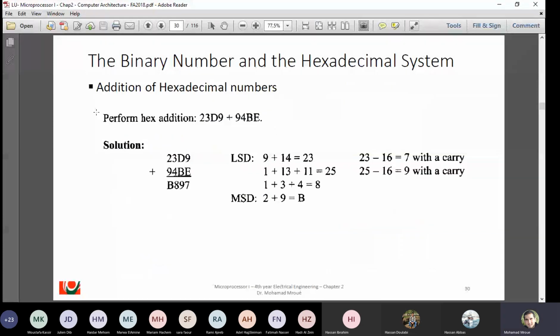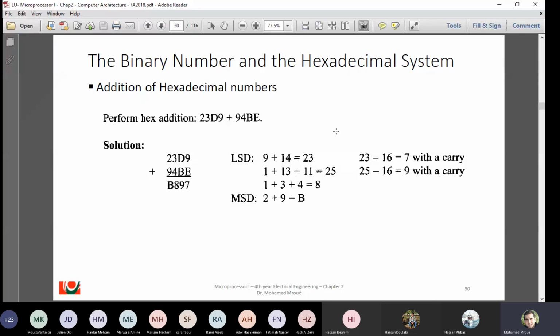So let's perform, for example, hex addition. How to perform addition on 23D9 plus 94DE. So this is the solution. First, we start from the least significant digit, 9 plus E. Now 9 plus E, E is equivalent to 14. So 9 plus 14 equals 23.